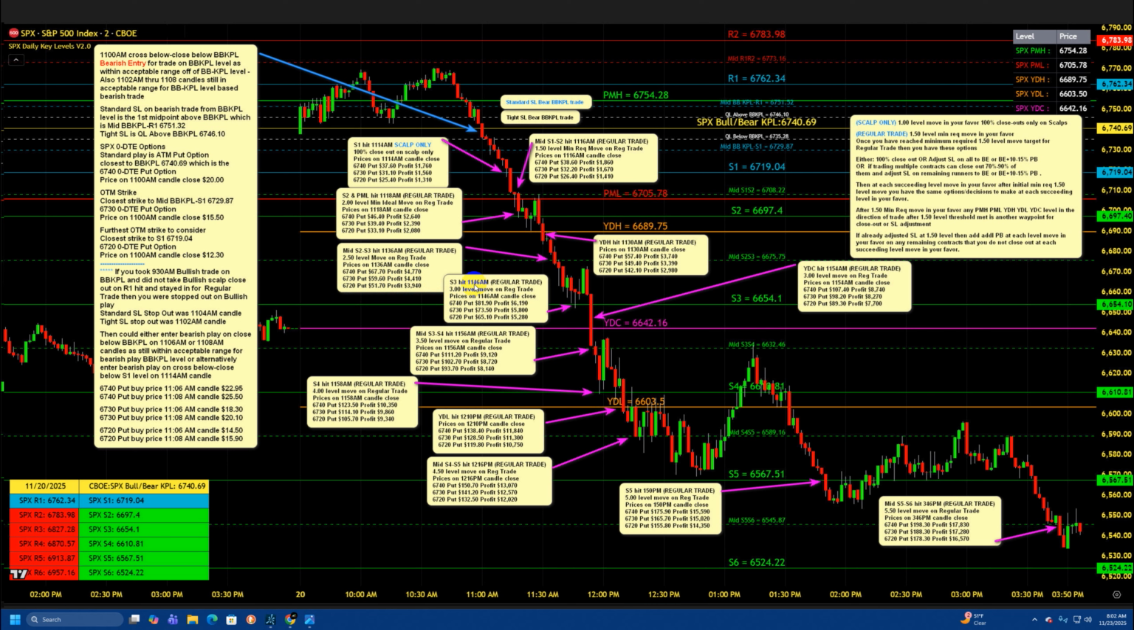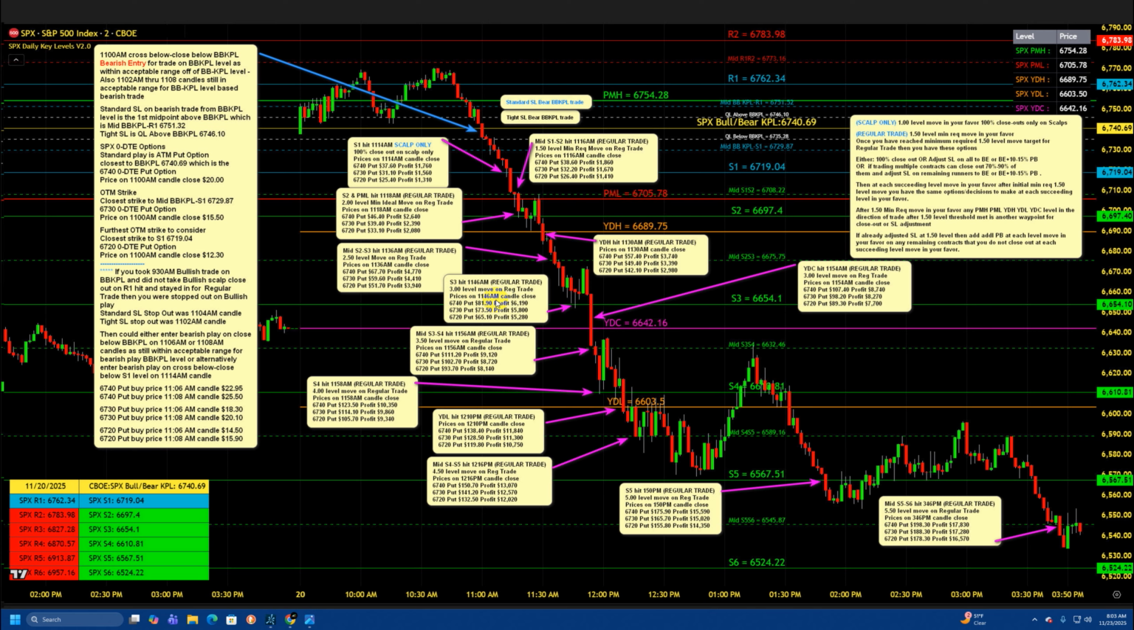Now here at the 11:46, 10 minutes later, you can see it hits the S3 level. That is now a 3-level move in your favor. So again, you take the level you're taking the trade from. This is a 1 level move in your favor because we're taking a bearish trade. Then 1.5, 2 levels, the YDH level, then 2.5 levels here, and now S3. That's 3 levels of move in your favor.